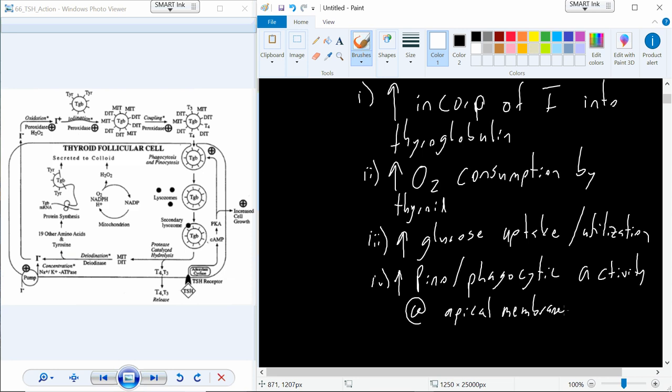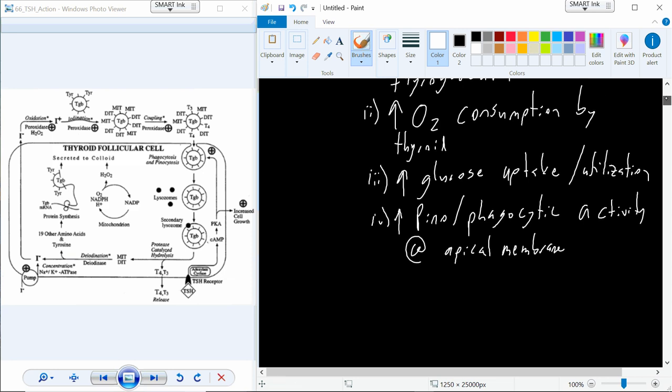Okay. So we have things that are happening for the production of MIT and DIT on their way to T3, T4 production. O2 and glucose is to supply energy to the system and probably also to help supply that ATP to be converted into cyclic AMP. And then we have this apical surface from the colloid into the thyroid follicular cell bringing in the processed thyroglobulin containing MIT and DIT, so that we can go through proteolysis and then release T3, T4 into the bloodstream.